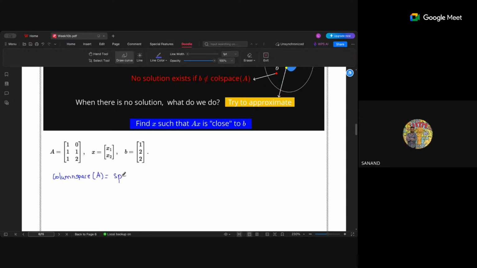Span of (1, 1, 1) and (0, 1, 2). So any vector in the column space is of the form (a, a+b, a+2b), right? It should be of this form. Does (1, 2, 2) belong to this set?